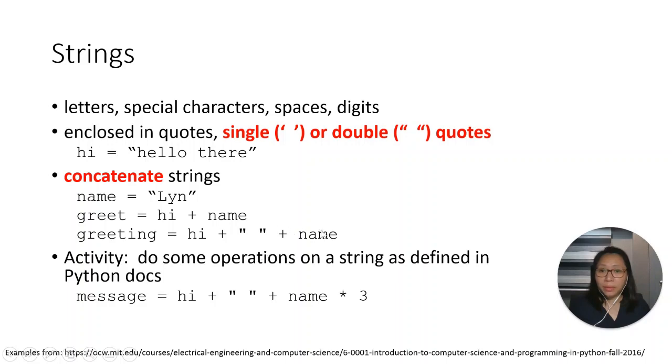And we can do several operations on strings, and you can find that in the Python documents. For example, the star operator, which repeats a string n number of times. In this example, the value that the variable name binds to is repeated 3 times.